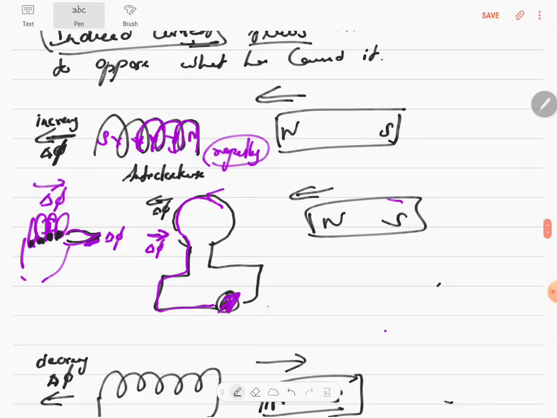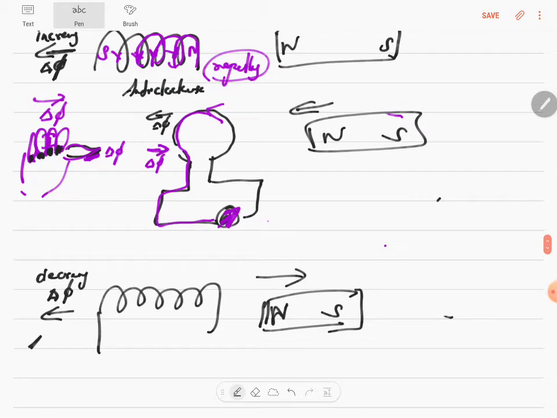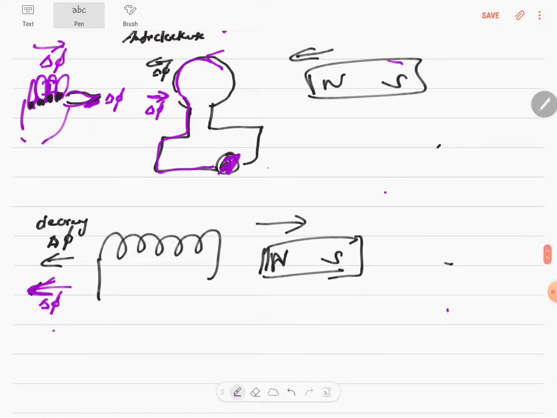When it is increasing, I am inducing a delta phi in the opposite direction. When it is decreasing, I try to not allow the decrease, so I am inducing a magnetic field delta phi in this direction to counter the decrease. So I keep your thumb pointing to the direction like this, and you see the curled finger is curled inward, you can't see the nails, which shows that the current is flowing clockwise. The current is flowing upward, clockwise, upward, clockwise.